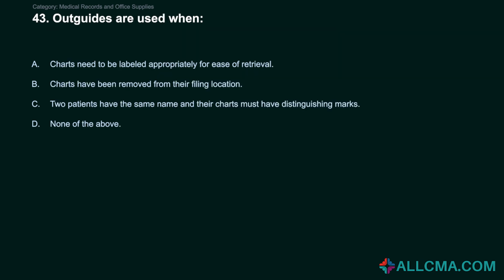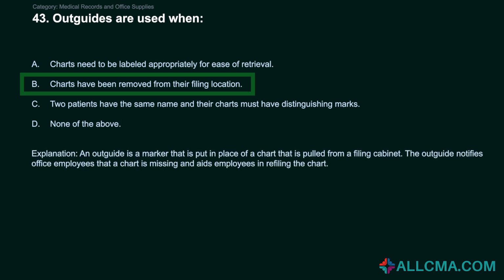43. Out guides are used when A. Charts need to be labeled appropriately for ease of retrieval. B. Charts have been removed from their filing location. C. 2 patients have the same name and their charts must have distinguishing marks. D. None of the above. Correct answer: B. Charts have been removed from their filing location. An out guide is a marker that is put in place of a chart that is pulled from a filing cabinet. The out guide notifies office employees that a chart is missing and aids employees in refiling the chart.